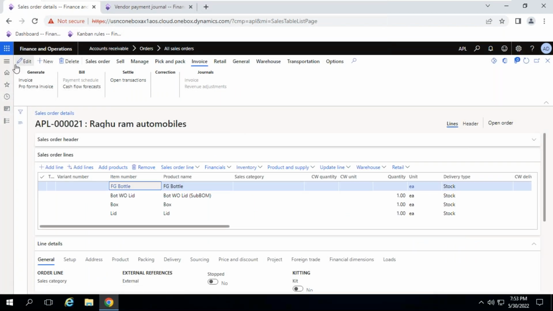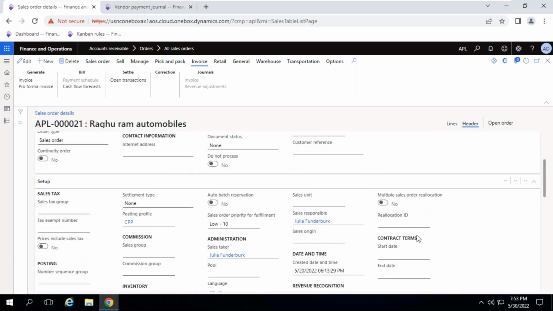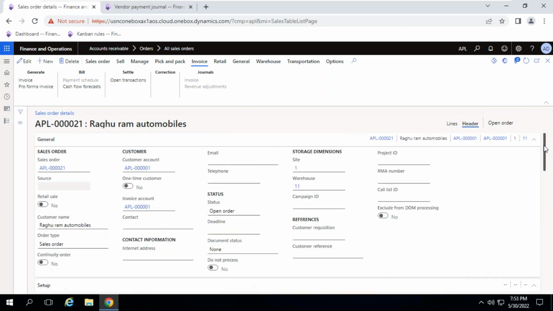See, let me show you. You go to the header. In this, here, it is call list ID. If it is updating something here, I don't have any control. Document something, there are so many. So the retail module was also linked.